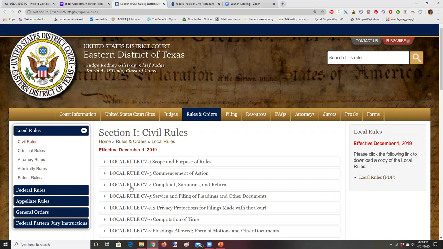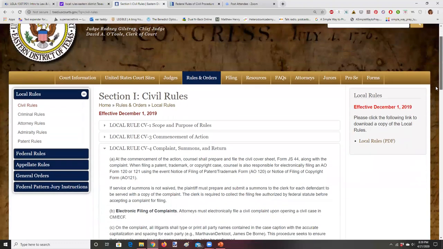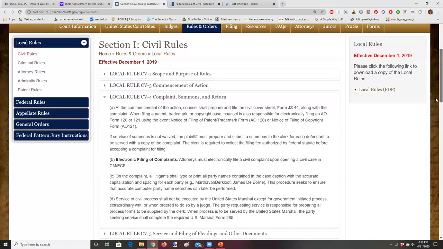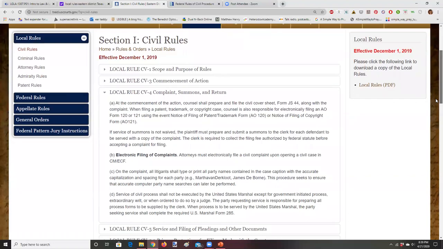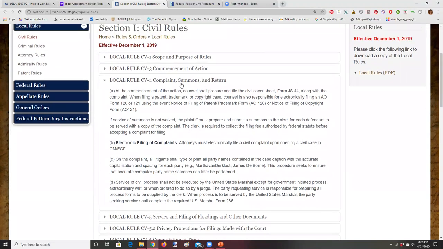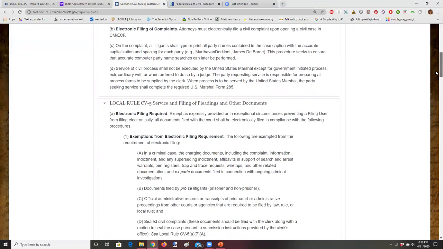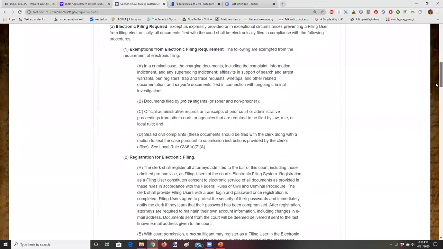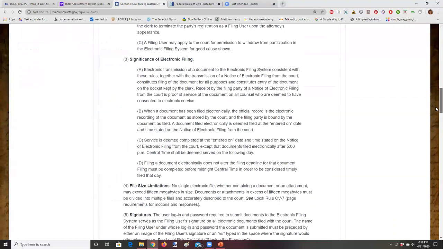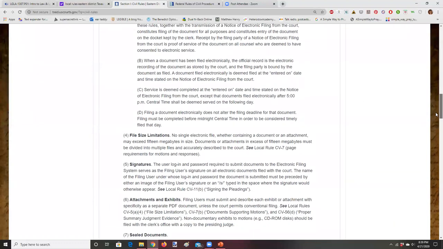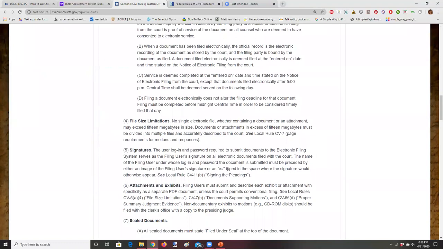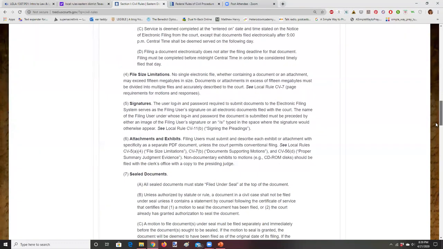So let's just look at, we'll say, local rule 4. And this explains how you go about filing various documents. Let me see. Let's look at Local Rule 5. This explains how you indicate electronic signatures, for example.